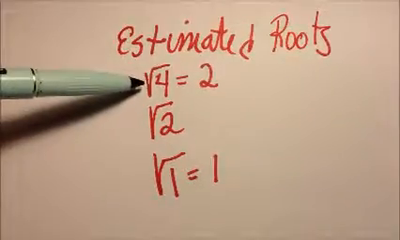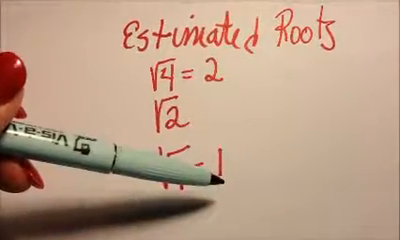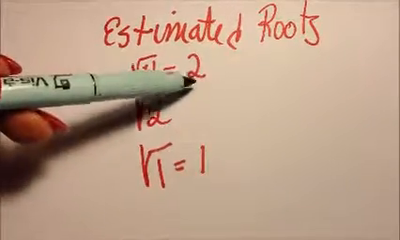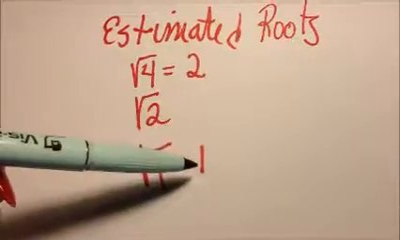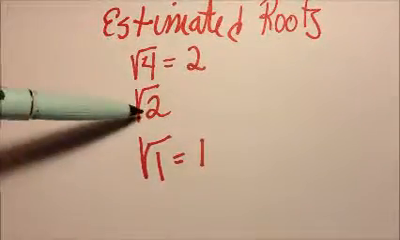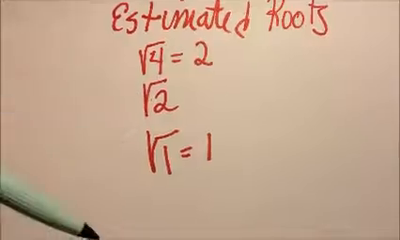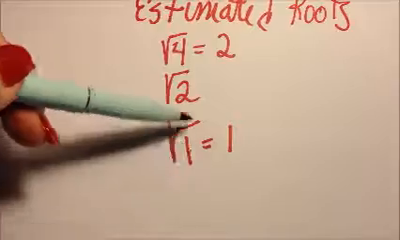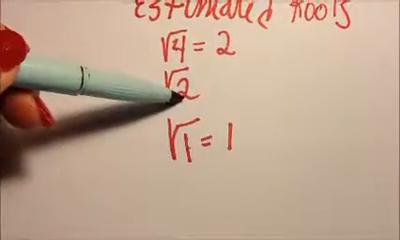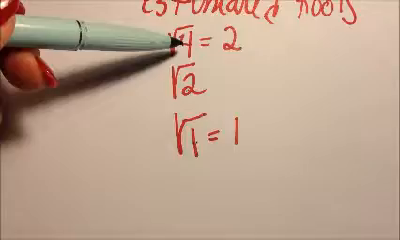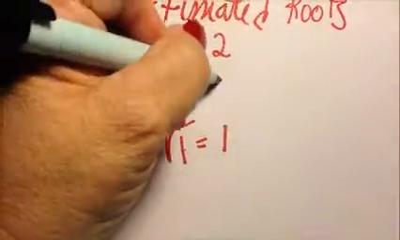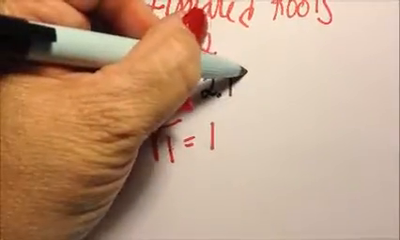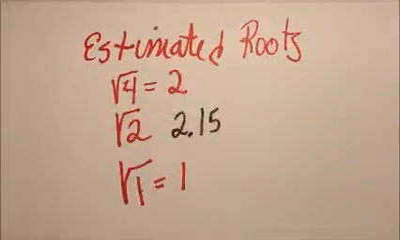Let's look at the square root of 4, which is 2, and the square root of 1, which is 1. There is no perfect square root in between 1 and 2, in terms of whole number roots. So I'm going to try to estimate. 2 is closer to 1 than it is to 4, so I think that the square root of 2 would be closer to 1 than it is to 2. So I'm going to estimate and say maybe it's 2.15. I'm just going to guess.